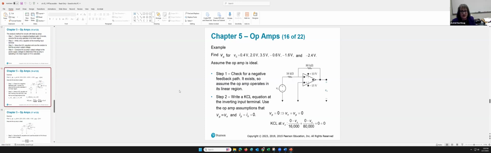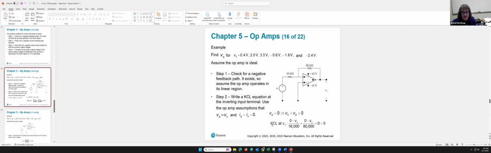All right, so here's a little solution. It asks us to find V sub 0, the output voltage, for source voltage V sub S of these different values. So in other words, we start with a positive 0.4 V sub S, then we move to 2.0 V and so forth, and we check these 6 different values. So what we first have to do is to check for a negative feedback loop. There it is. We've got that resistor on the inverting terminal, so we're okay.